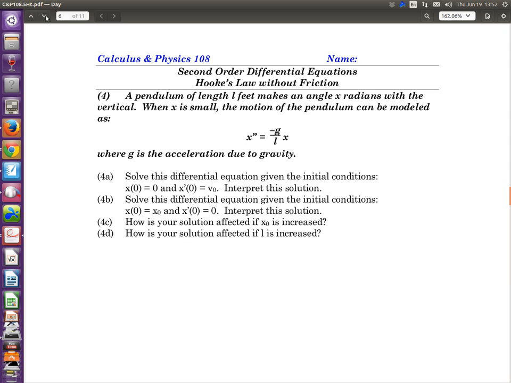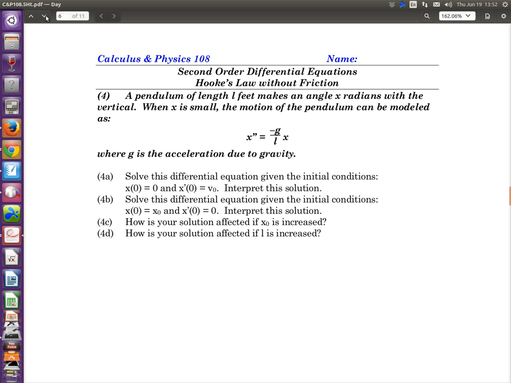Alright, here's a pendulum. A pendulum of length L feet makes an angle x radians with a vertical. When x is small, the motion of the pendulum can be modeled by this second order differential equation. Again, x is the angle. So x double prime equals negative g over L times x, which is a similar differential equation to the one we just solved, y double prime equals negative k over m times y. Yes, we did. So it's very similar, where g is the acceleration due to gravity, and L is the length of the pendulum.